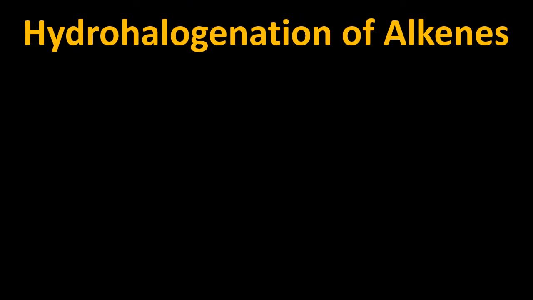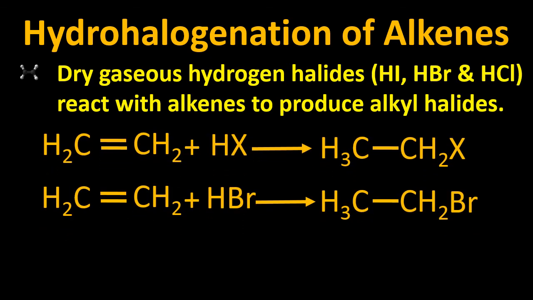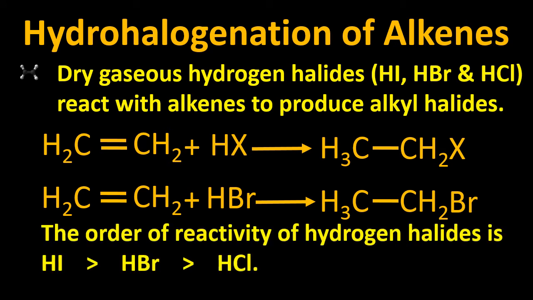Now the next reaction is hydrohalogenation of alkenes. The word indicates hydro means hydrogen, and halogen, group number 7A. So here we have to add hydrogen and halogen to alkenes. Hydrogen halides are colorless gases at room temperature, producing steamy fumes in moist air. Again we are taking ethene here. This ethene will react with hydrogen halide and will give us alkyl halide.